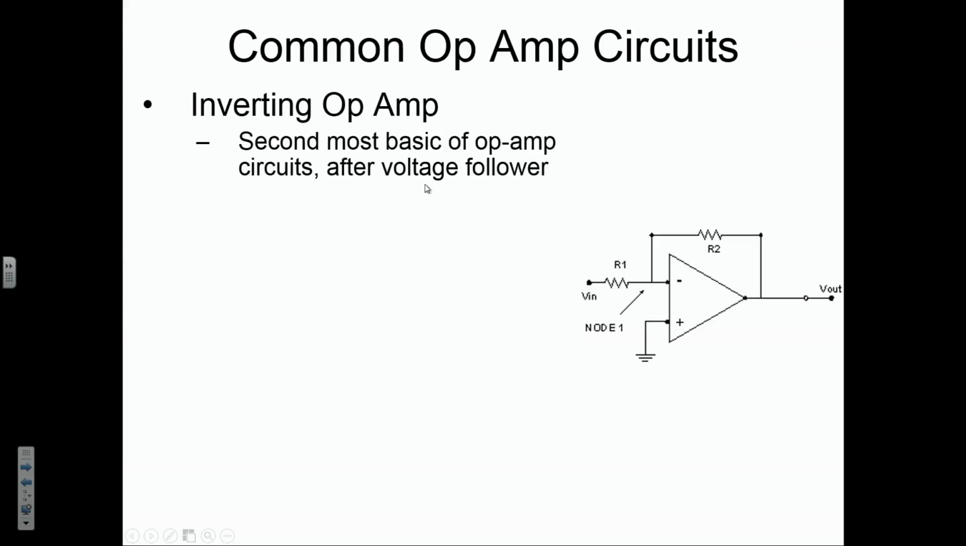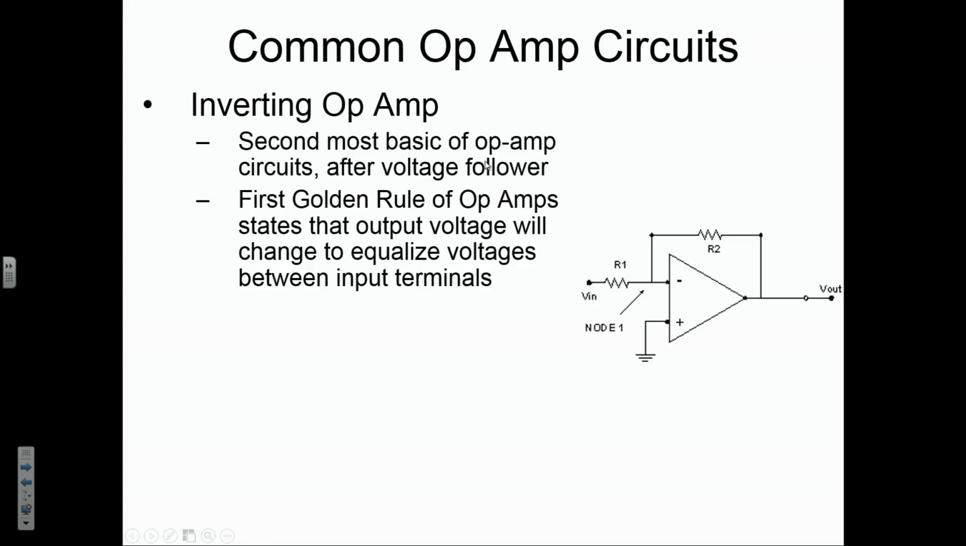All right. So the inverting op-amp is the second most basic of op-amp circuits after the voltage follower. The first golden rule of op-amps states that the output voltage, this one right here, will change to equalize the voltages between the input terminals. And in this case, it's doing it through this feedback right here. It's providing feedback to try to force these two input values to be the same. Since the non-inverting input is grounded, we'll call that voltage equal to 0. That means that we can assume for purposes of calculation that the inverting input voltage right here is also 0.